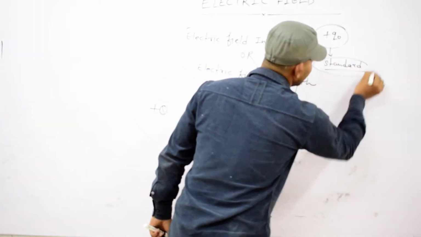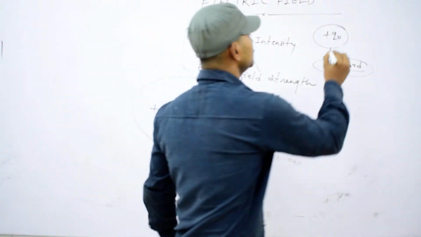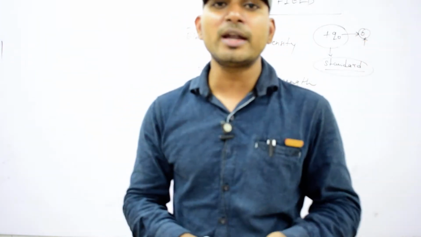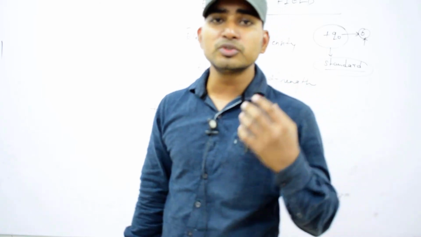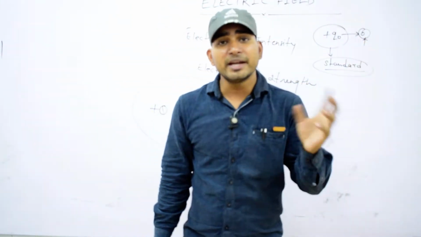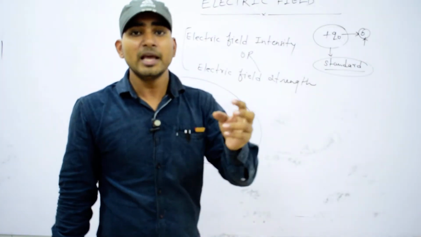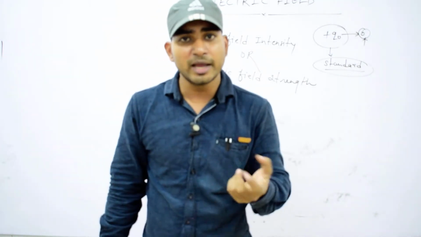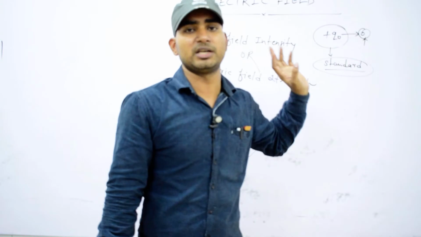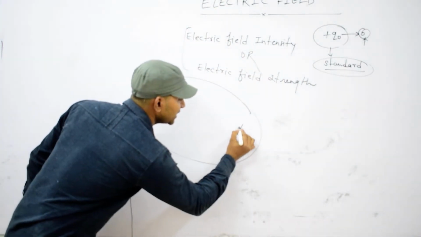By default, the test charge which we generally use is plus Q naught, whose magnitude tends to 0, meaning it is just near to 0, and its significance is just for testing purposes. Its magnitude is negligible and it is used just for testing whether the field is present or not. If it experiences a force, it means the field is present, so only for that purpose we use this test charge.